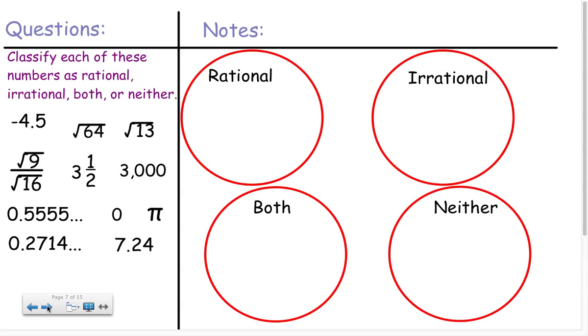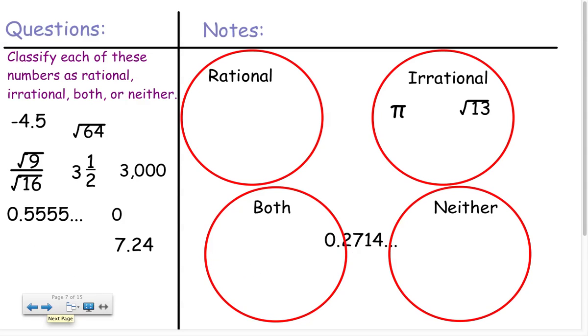I'm going to start with pi, because pi is generally easy for people to remember that it's irrational. If you type in pi on your calculator, you get 3.1415, and it continues forever, never repeats, never stops. The other irrationals are the square root of 13, because that is not a nice square root. We'd also have this decimal because there are not any numbers that repeat in it, 2714. We have the dot, dot, dot at the end, meaning it continues forever.